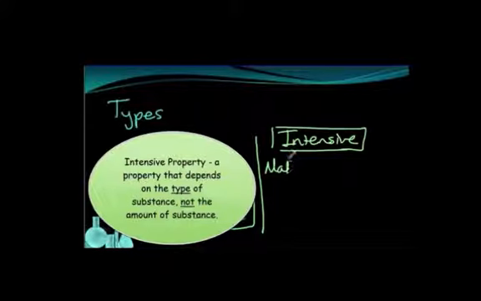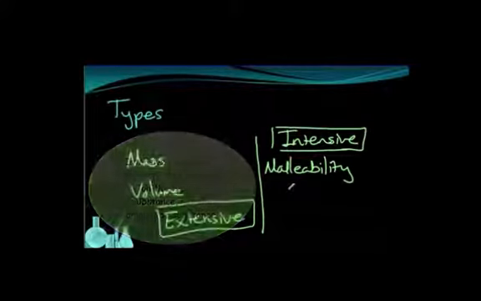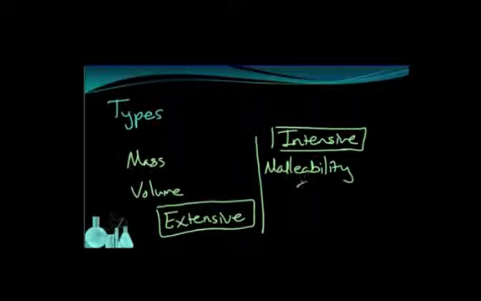Malleability. Malleability is the ability of metals to bend, and we can see that with a spoon. You can bend a metal spoon, and it doesn't really matter how big of a spoon it is. You can still bend it because that's a property of the metal. Magnetization is another intensive property. If a material is magnetic, it doesn't matter if you have a lot of it or a little bit of it, it's still going to be magnetic.